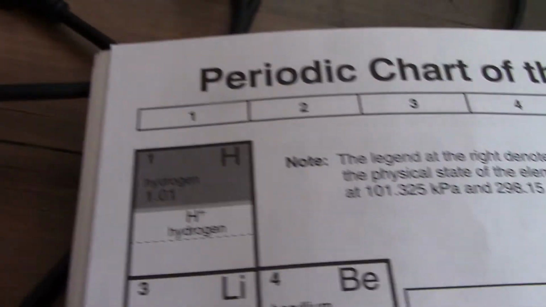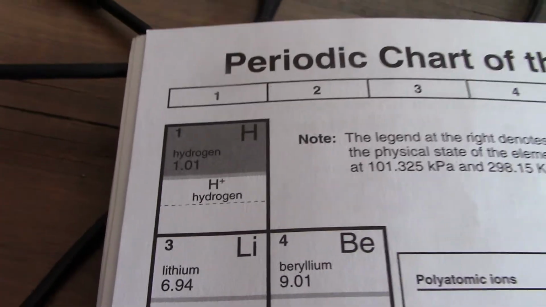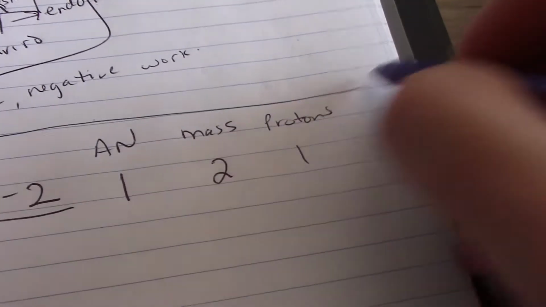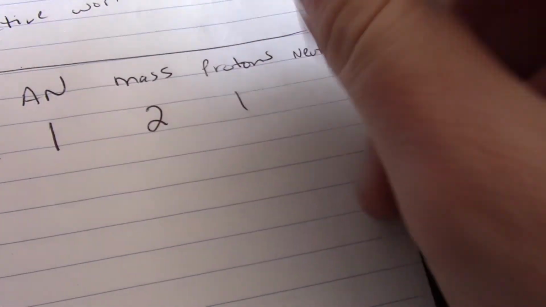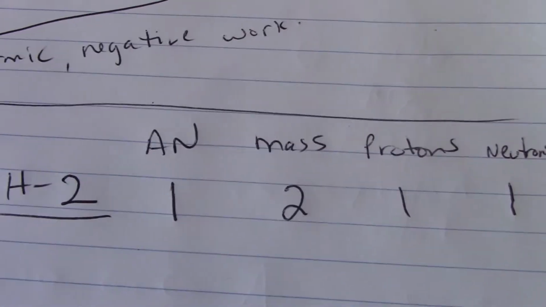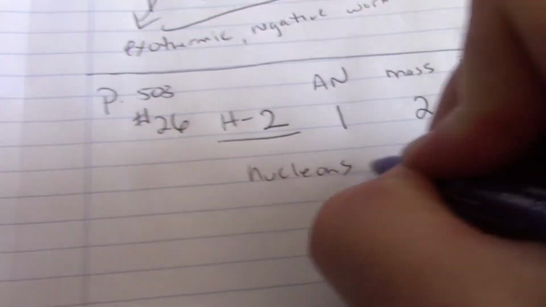When we look at the number of protons, hydrogen always has 1 proton, because the atomic number tells us that. In a deuterium isotope, it has 1 neutron, because you have to add up protons and neutrons to get the mass number. So the number of nucleons it has is 2.